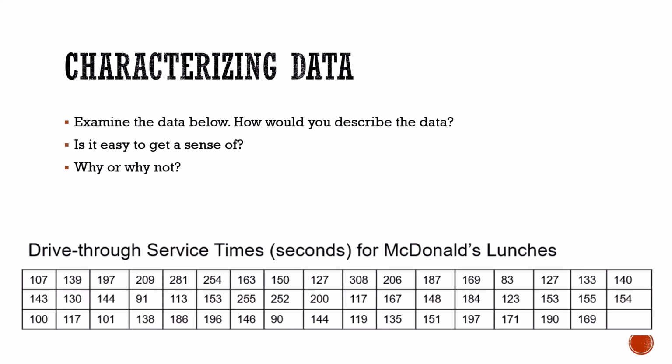So this data is supposed to be how long it takes you to get your food at the McDonald's drive-in. Now these are in seconds, not minutes. Don't worry about that. Is there an easy way to describe the data when it's presented like this? Not really. You can get some ideas.